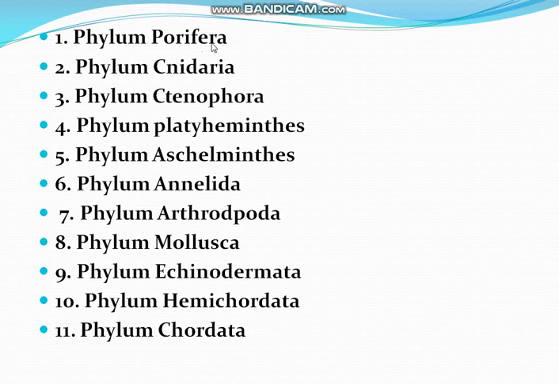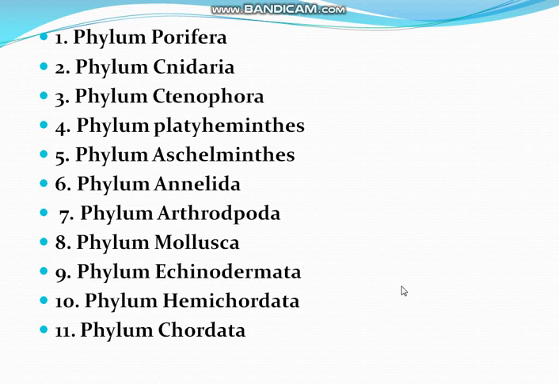First one, phylum Porifera. Second one, phylum Cnidaria. Third one, phylum Ctenophora. Fourth, phylum Platyhelminthes. Fifth one, phylum Aschelminthes. Sixth one, phylum Annelida. Seventh one, phylum Arthropoda. Eighth one, phylum Mollusca. Ninth, phylum Echinodermata. Tenth, phylum Hemichordata, and the last one, phylum Chordata. These are the 11 major phyla.